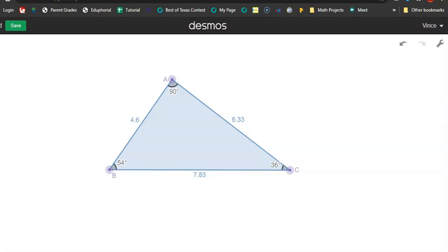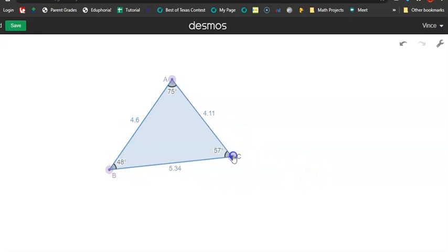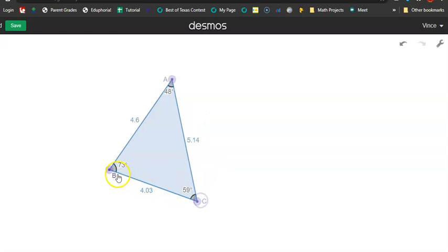That brings us to this. So again, the bigger the angle, the bigger the side opposite. The smaller the angle, the smaller the side, right? And notice as I move this, it doesn't really matter. Now the bigger angle is still opposite the bigger side. The smallest angle, 48 degrees, is opposite the smallest side. Right? And that's every time.